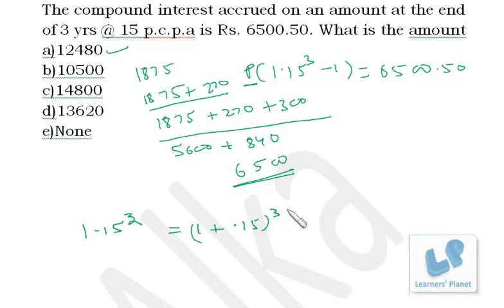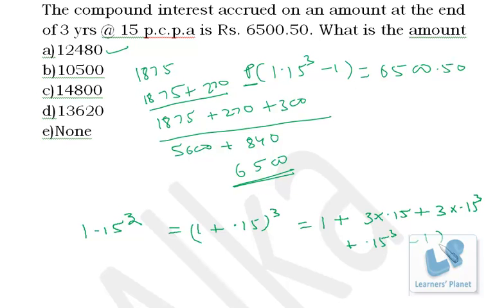Now, a plus b whole cube, this expression, I'm just telling you the expansion, but you have to keep it in your mind once and for all. You don't have to write it again and again, right? Now a plus b whole cube is a cube plus b cube plus 3ab, so 3 into 0.15, plus 3ab square and plus b cube, right? That is 0.15 whole cube. And this is minus 1 over here, right?